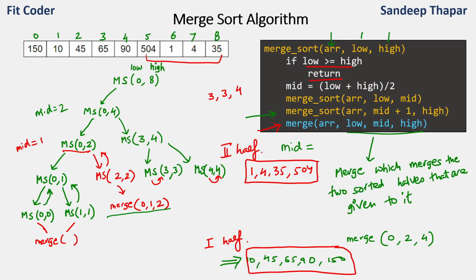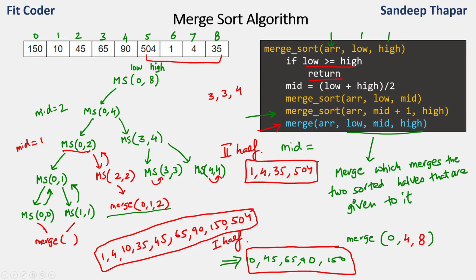Now both of these will be passed to the merge function, and the merge function will have the parameters low is 0, mid is 4 and high is 8. So this merge function will combine the two sorted halves into the sorted array. The sorted array will be obtained, which is 1, 4, 10, 35, 45, 65, 90, 150 and 504.